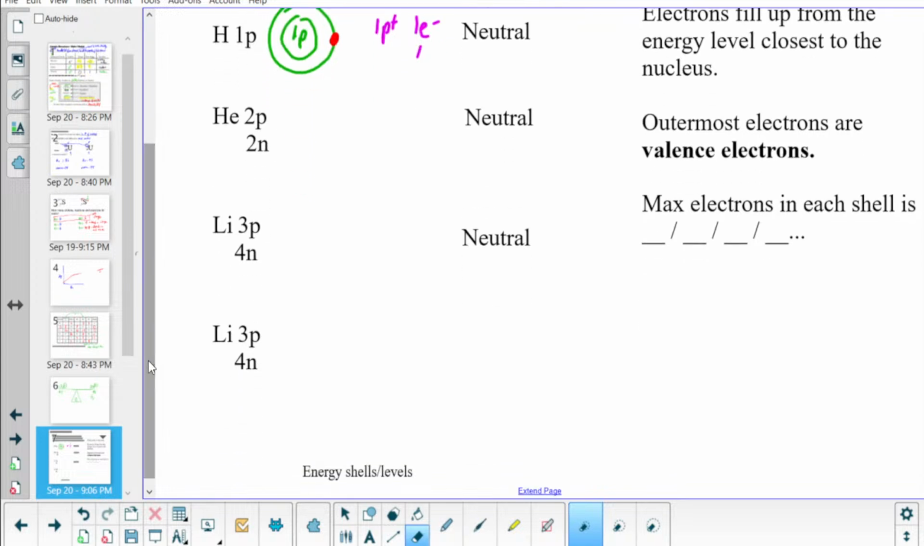Draw both models for helium, lithium, lithium-3, and we have another lithium after that. I want you to draw the most likely ion, it's going to have a charge.